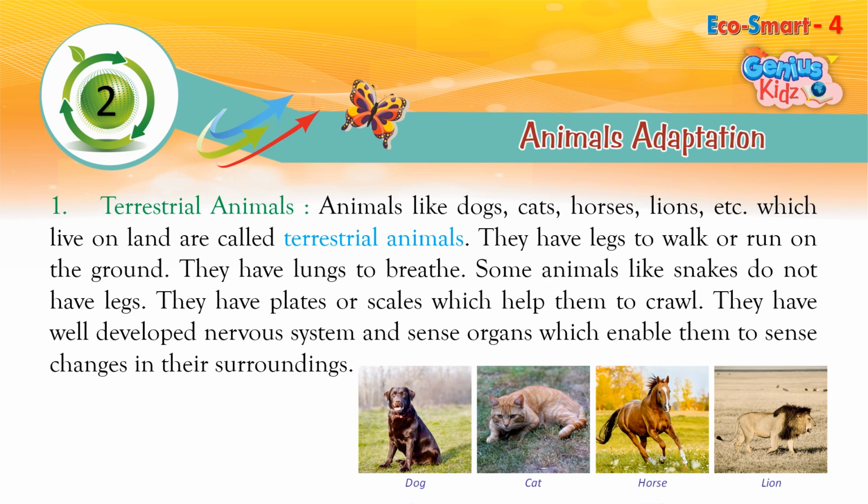1. Terrestrial animals. Animals like dogs, cats, horses, lions, etc. which live on land are called terrestrial animals. They have legs to walk or run on the ground. They have lungs to breathe. Some animals like snakes do not have legs. They have plates or scales which help them to crawl. They have a well-developed nervous system and sense organs which enable them to sense changes in their surroundings.